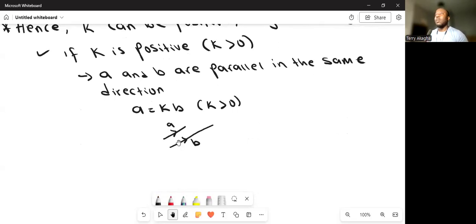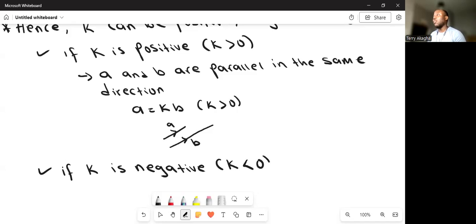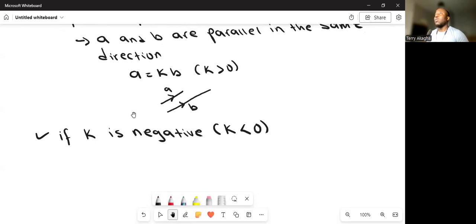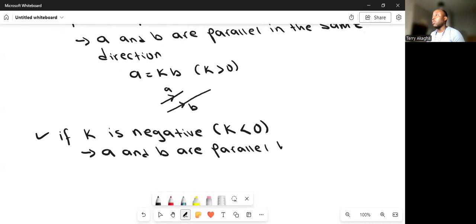Now, but if you solve it, and in this case, you had K to be negative, so that means you had K to be less than 0. So that means what happens now, unlike the first one, A and B are parallel, but in the opposite direction.